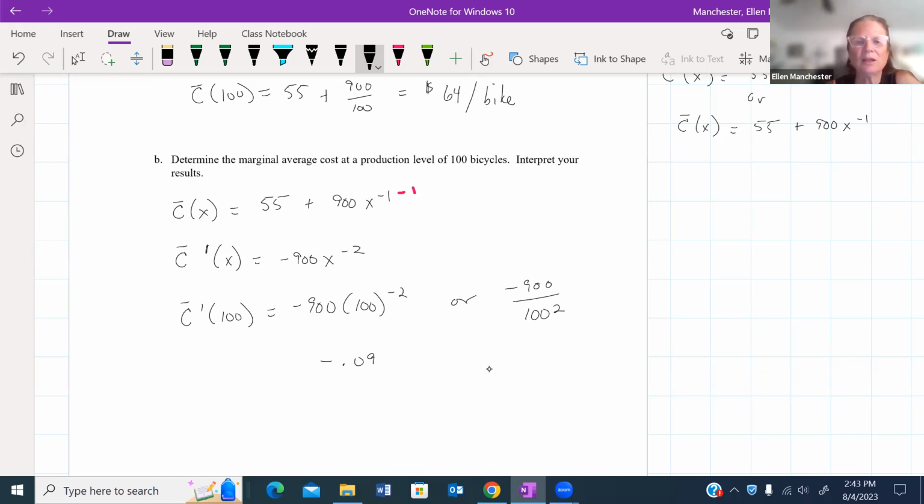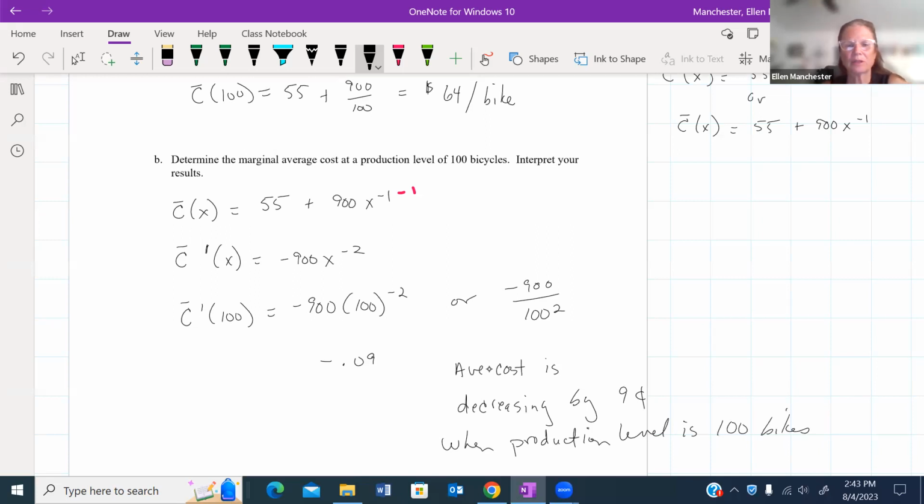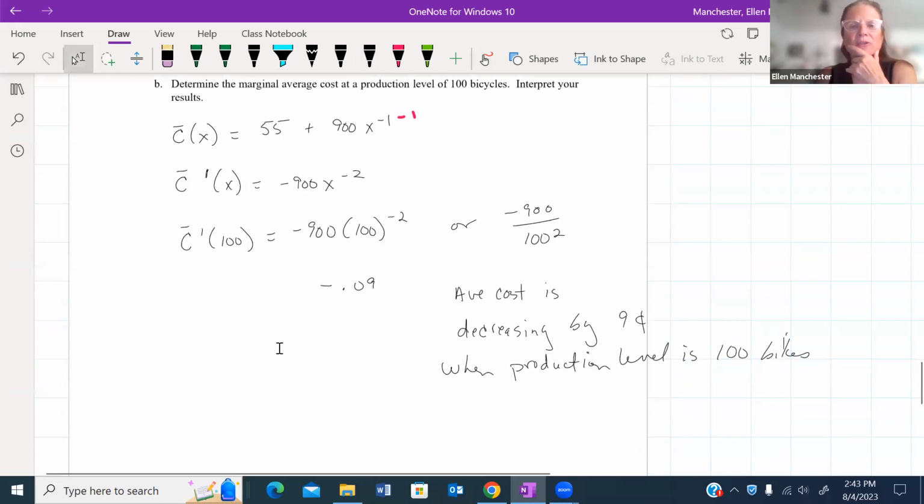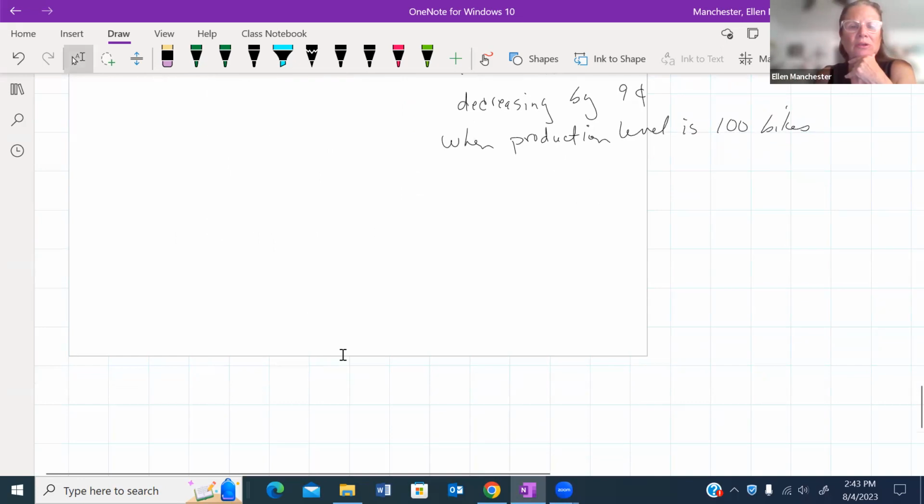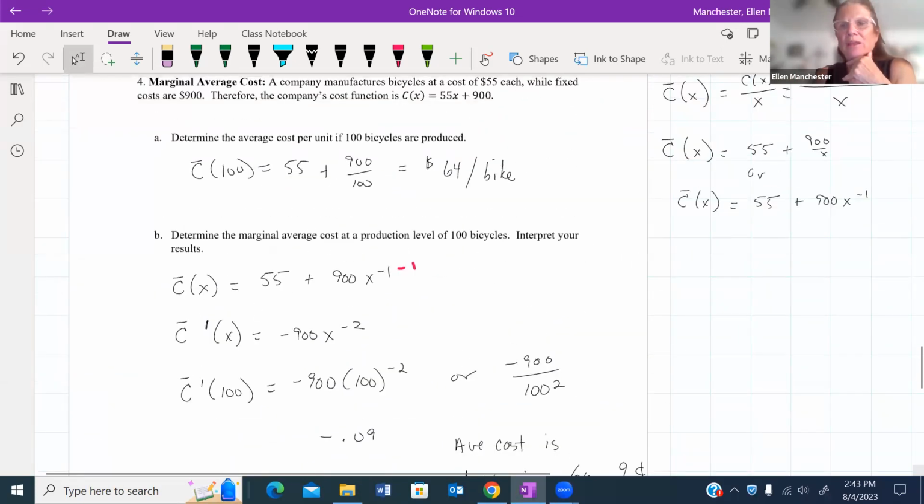So what does this mean? This means that your average cost is decreasing by 9 cents when your production level is 100 bikes. Remember, whenever you're doing marginal, that means that's how it's changing. So in this one, the average cost is decreasing. Okay, we're going to stop there, and then I'll finish 9.7 in a second video.